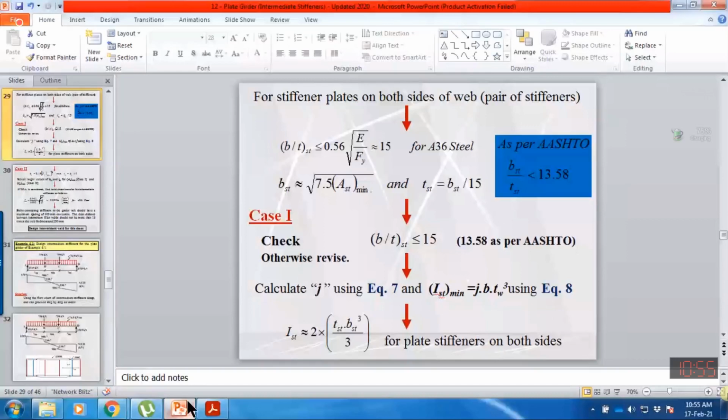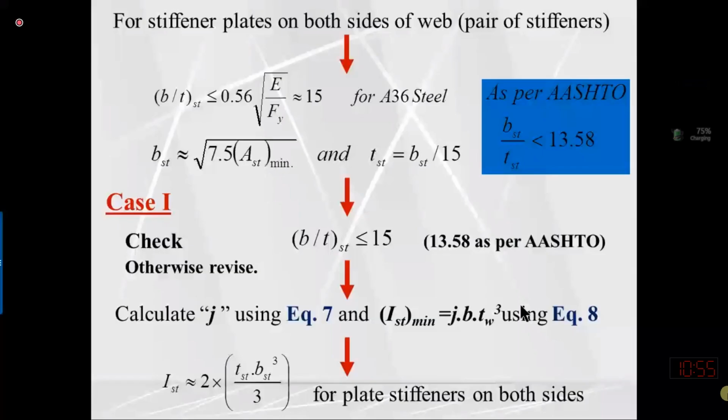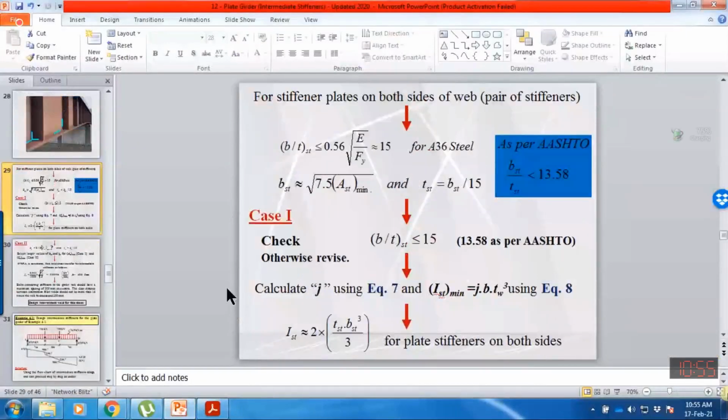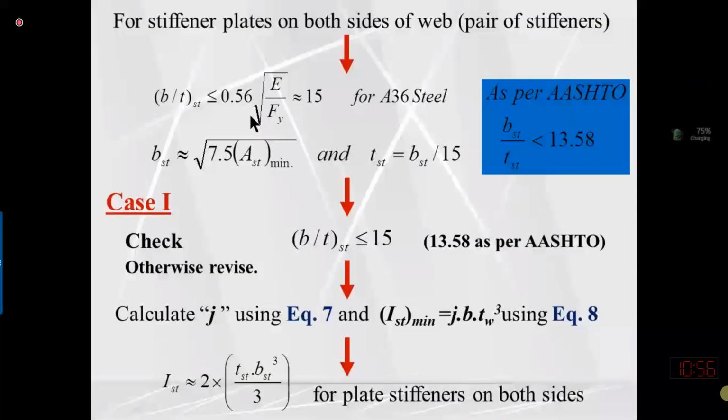So this equation was actually obtained by solving these two equations simultaneously, equating the thickness of the web with this parameter. Anyhow, the b over t ratio for our stiffener plate should be less than 0.56 under root E over Fy, which is approximately taken as 15.